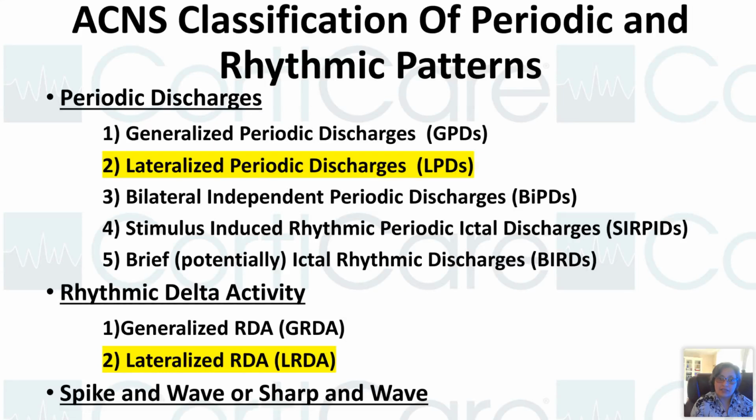According to the ACNS 2021 terminology, this is a list of periodic and rhythmic patterns. Out of this, I have picked periodic discharges, that is, those which are lateralized. We're not going to talk about generalized. We're not going to talk about SERPIDs. And then we are going to talk about lateralized rhythmic delta activity.